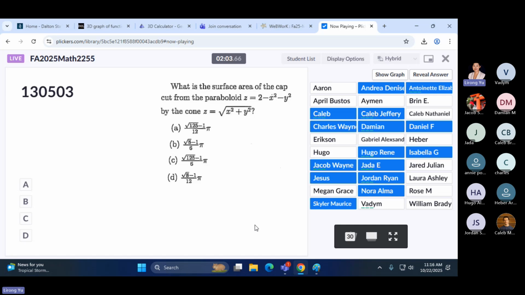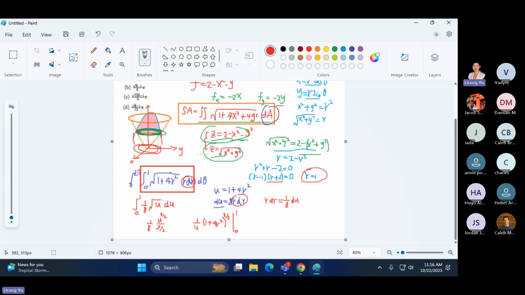Right, anyone else? I'm still trying to solve this. Okay, here is the calculation. I haven't really finished it. If you want to continue from here, we bring in the numbers. If you put in 1, then 4 times 1 is 4, so 1 plus 4 is 5. So we have 1 over 12 times 5 to the power of 1.5. And then we subtract the value when plugging in 0, which is 1 to the power 1.5, so minus 1.